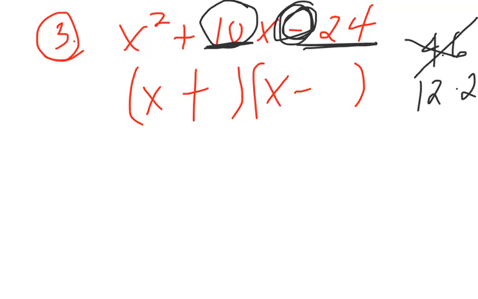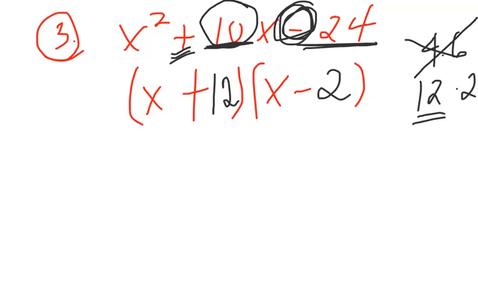Where does the 12 go? Where does the 2 go? Remember, guys, the larger value, in this case 12, gets the sign of the middle term right there. The sign of the middle term is positive, so that means that the 12, since it's larger, will be positive, and that makes the 2 a negative.